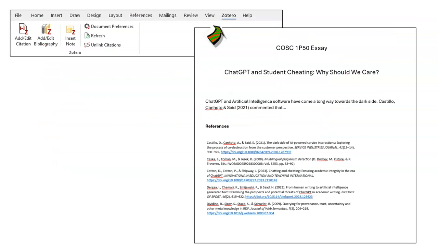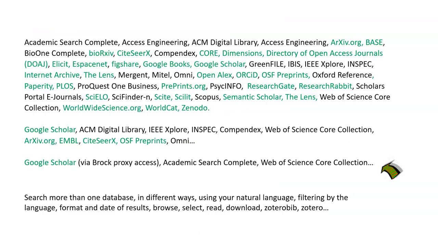Also in Zotero, download the app for it. Here's my essay, here's my title, here's my text, and then using this add or edit citations, I build my references automatically. Again, it's a life changer.